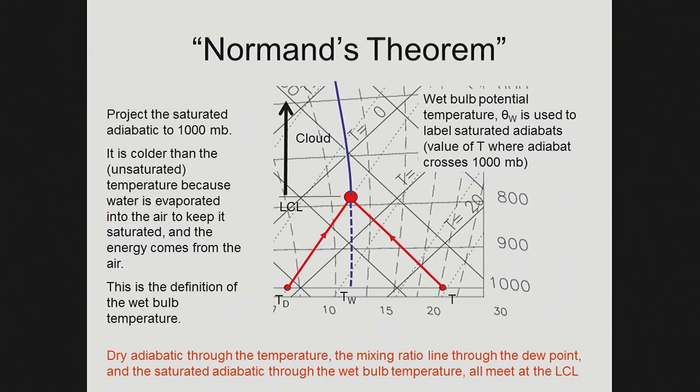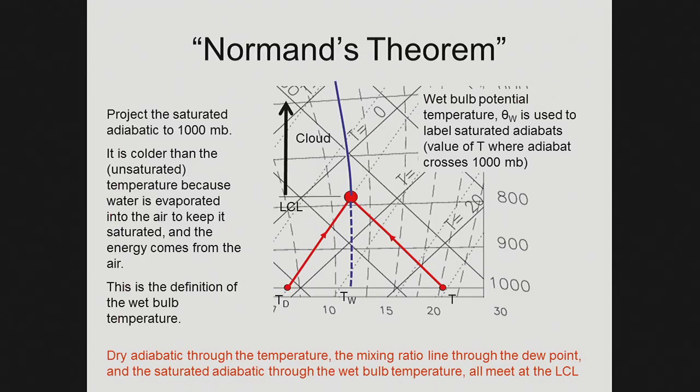And that basically is the definition of the wet bulb temperature. So the temperature you get to here is the wet bulb temperature. It's the temperature you get to if you cool a parcel, evaporating water into it to saturation. And that's basically what we've done here. So the mixing ratio line through the dew point, the dry adiabatic through the temperature, and the saturated adiabatic through the wet bulb temperature meet at this point at the lifting condensation level.